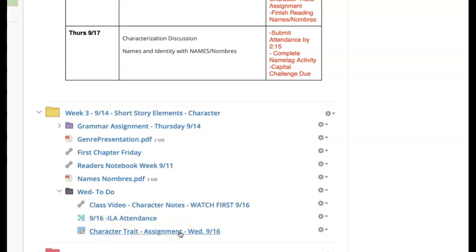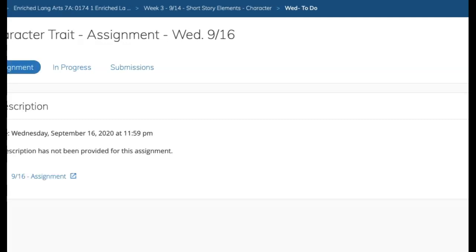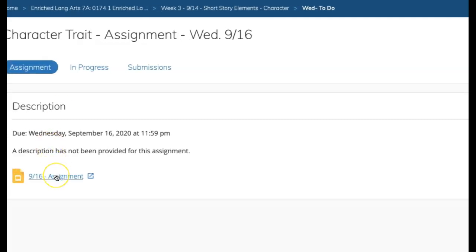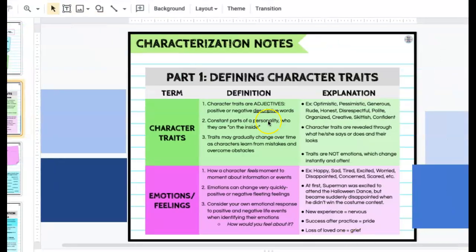That's going to be due today. It shouldn't take you more than 10 minutes to do. When you click on it, it will bring it over here. There'll be this assignment. You'll click on it. It'll ask you to make a copy. You'll move those words to their proper box, and then you will submit that. So your homework will be to finish this assignment, and your notes should be on defining character traits and then finishing the assignment.